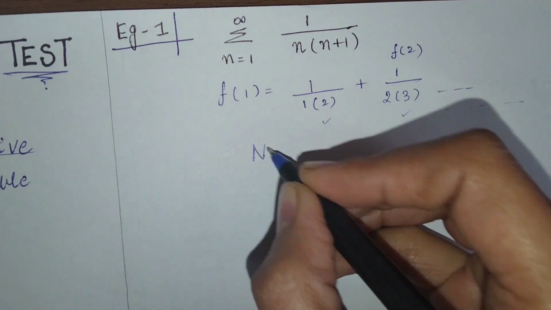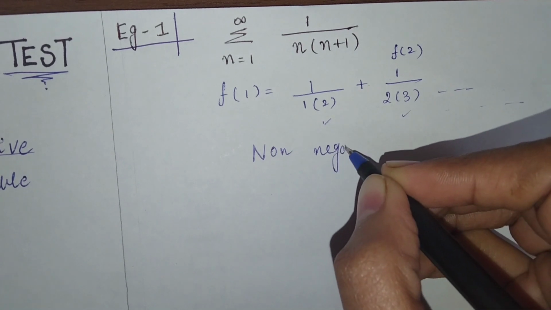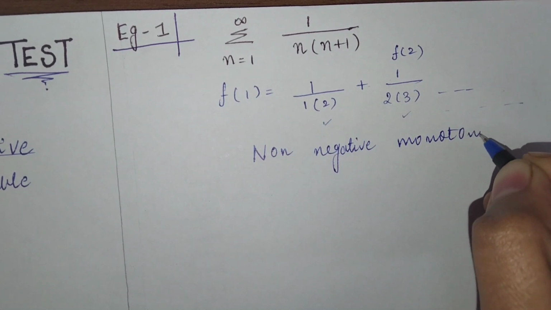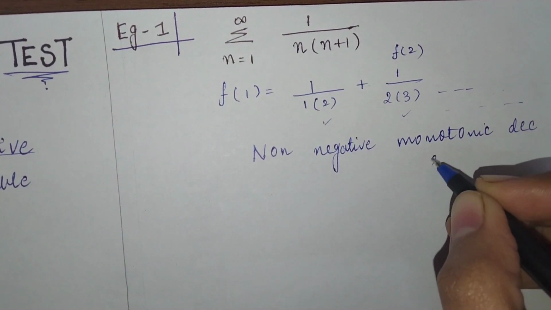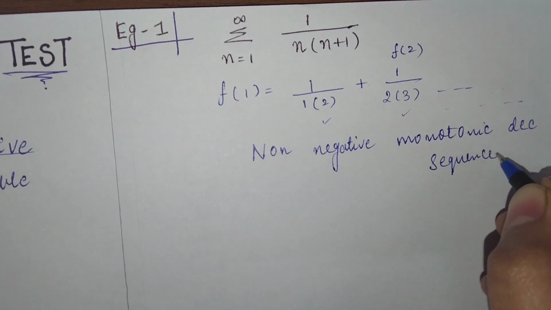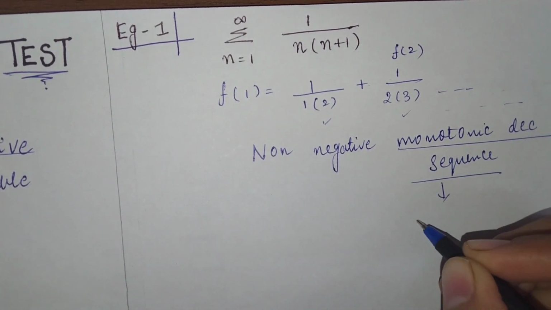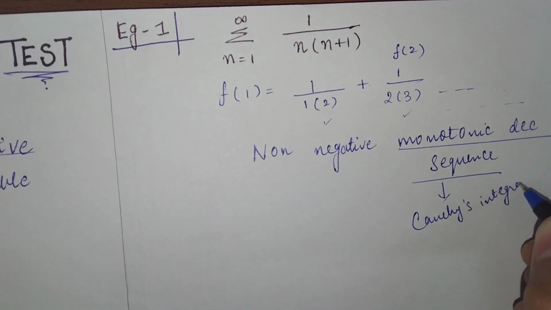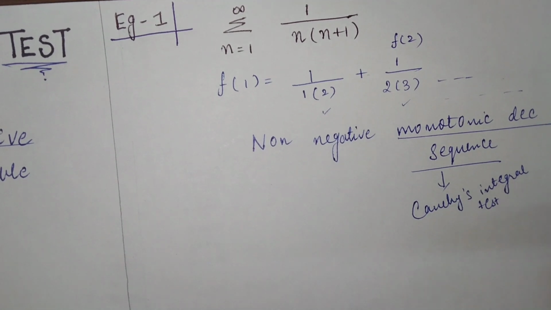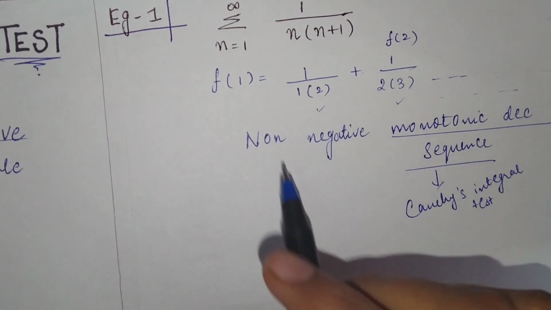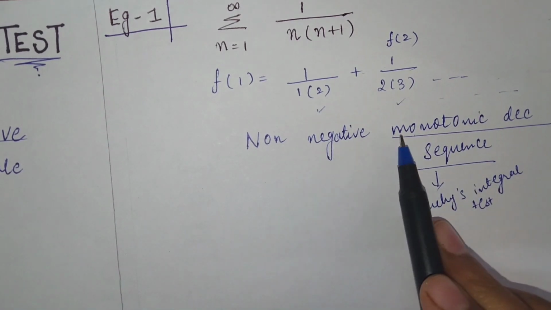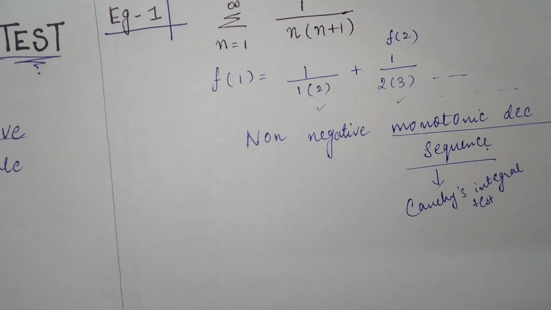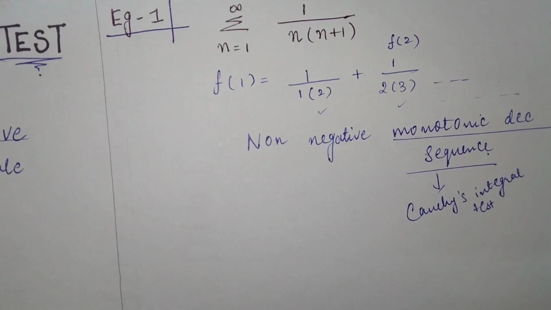So it is non-negative, and all the values will be positive. So it is a non-negative monotonic decreasing sequence, and whenever it is a non-negative monotonic decreasing sequence, you have to apply Cauchy's integral test. Okay, so here by putting the values we can get the idea that we can use Cauchy's integral test, because the given series is a monotonic decreasing sequence and it is positive. So it satisfies the first condition.